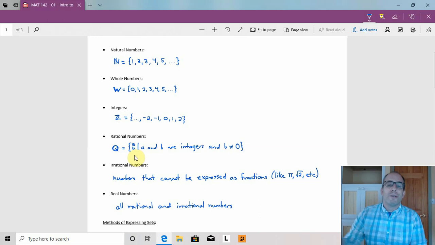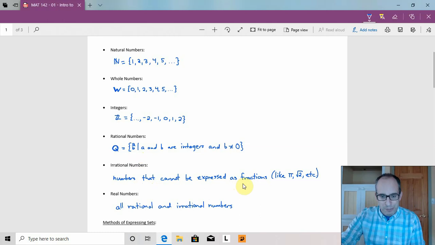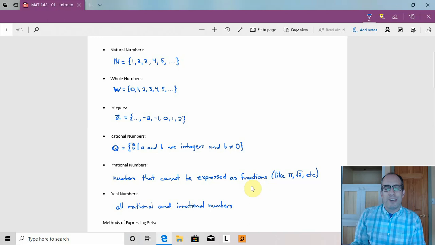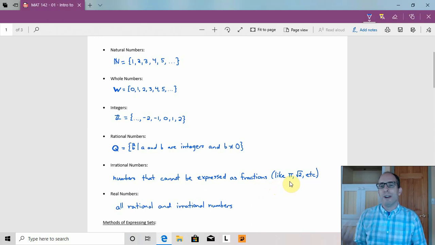Irrational numbers can't be expressed as fractions. That's harder to come up with examples, even though in reality there are actually way more of these. But pi would be the most common one, right? You see that in geometry, where it's roughly 3.14. But if you put pi into your calculator, you get a decimal that doesn't have anything repeating. It just looks like a whole bunch of numbers.